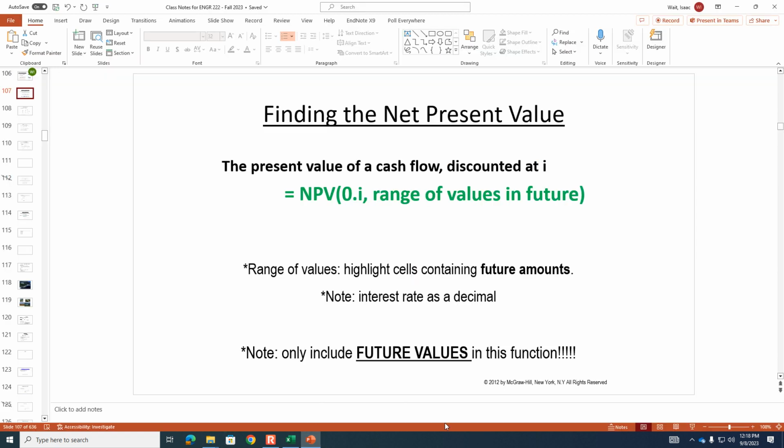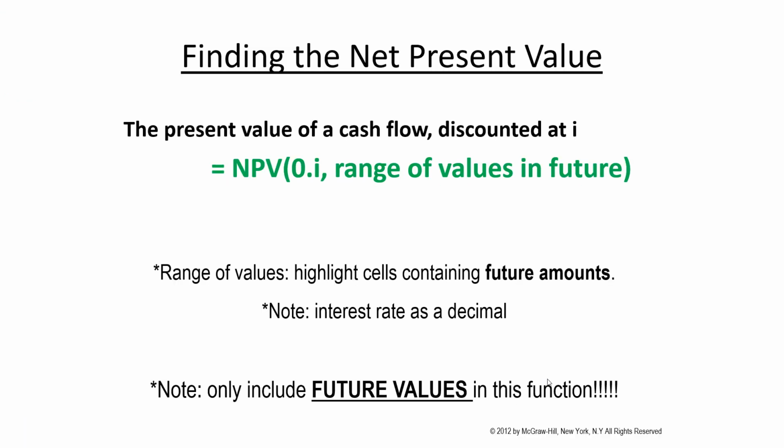All right, so in the slide here, I reiterate that same advice. Only include future values in the NPV function. So you put in the interest rate as a decimal, then highlight a range of values which are in the future, and then it will calculate the present value. And by net, what it means is you could include outflows and inflows into the NPV function. And it'll find the cumulative value after having discounted them all to the present. So any questions about NPV function?